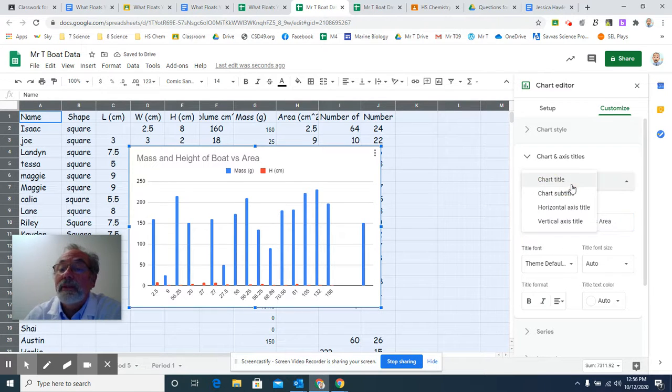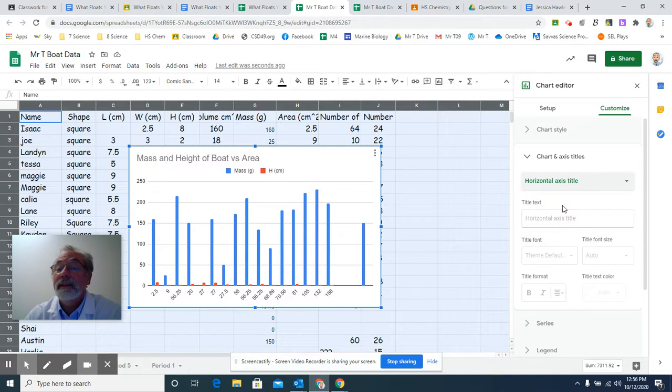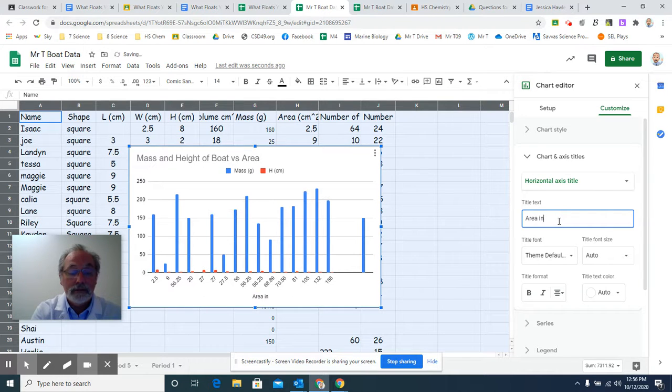Now the next thing I want to do is go to horizontal axis. That's going to be the area in cubic centimeters.